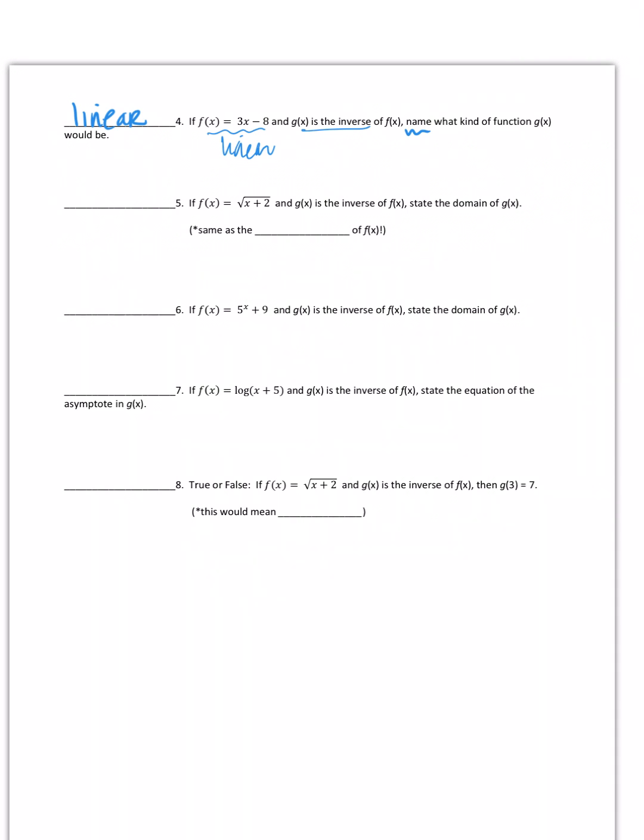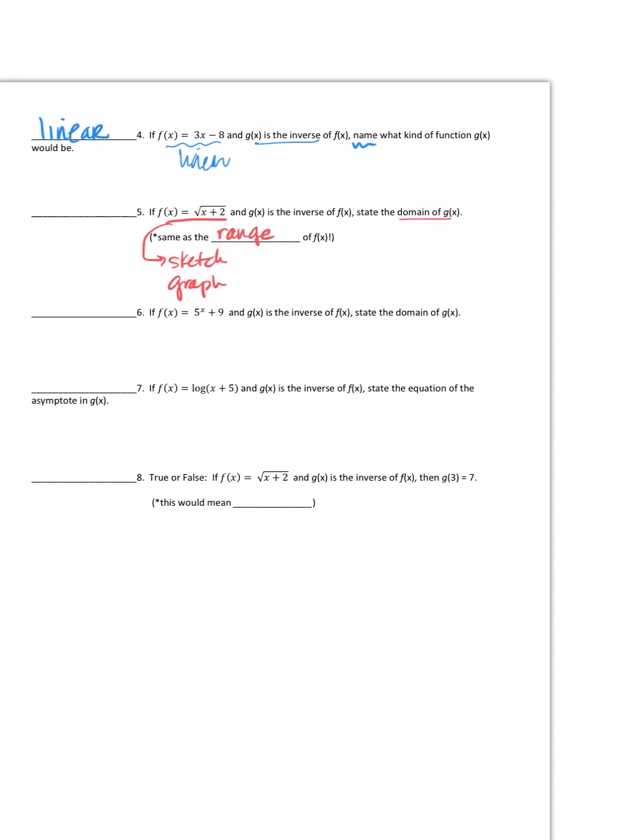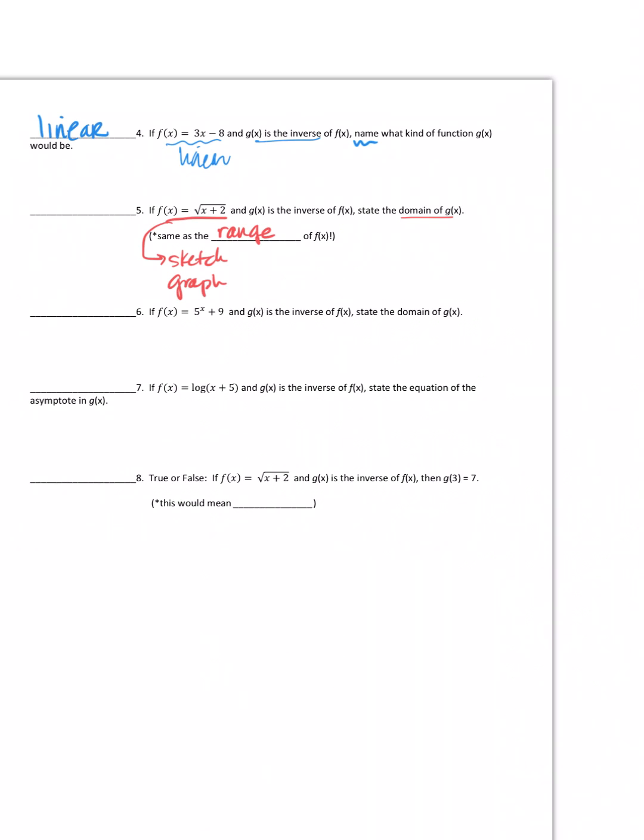Number 5 says, if f of x is the square root of x plus 2 and g of x is the inverse, state the domain of g of x. Okay, so maybe you remember the domain of g of x should be the same as the range of f of x. So what I would do is sketch the graph, find the range, and then put it in terms of x for the domain of the inverse. So let's think about our graph here. This is a square root graph, and it is moving left 2. You don't have to be super detailed, but we know it has to do this, right?